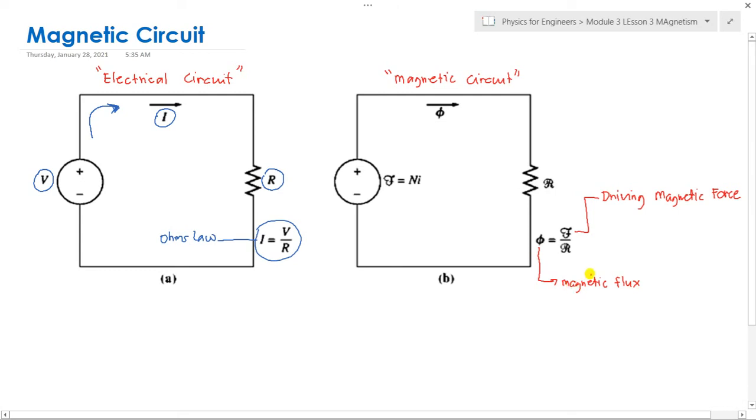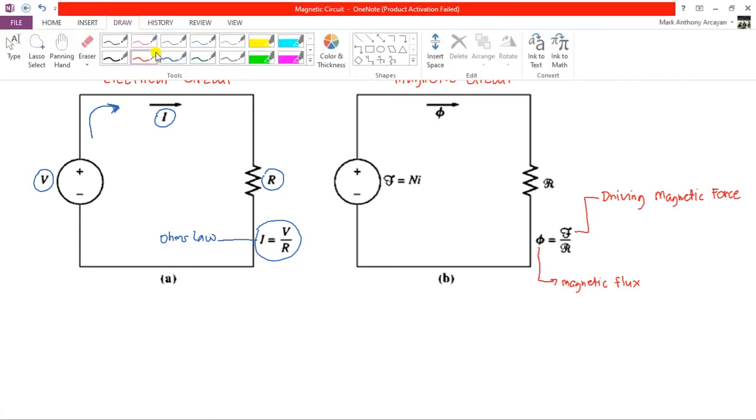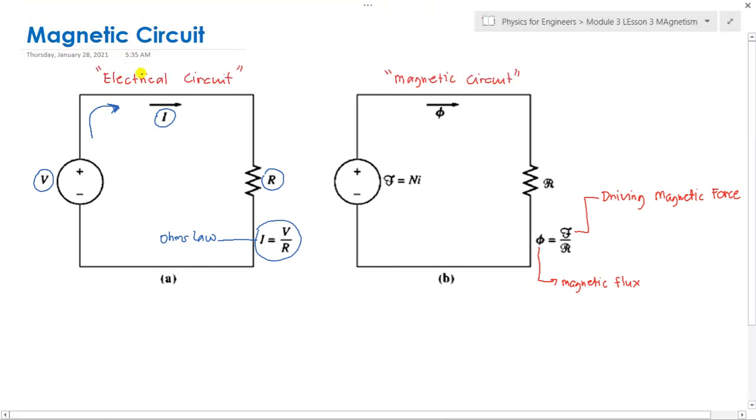For the electrical circuit, what flows is charge. In the magnetic circuit, what flows is the magnetic field. I hope you can differentiate them. In the magnetic circuit, what flows is the magnetic flux.